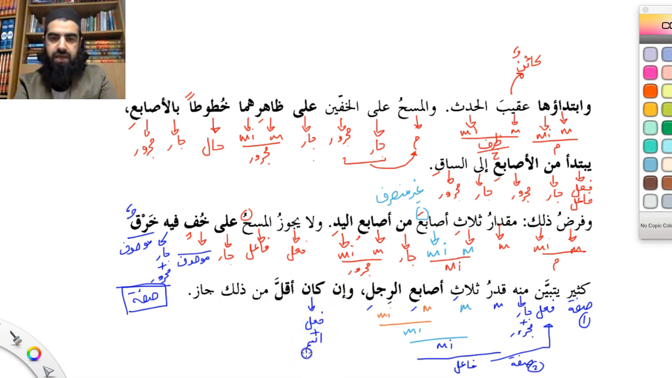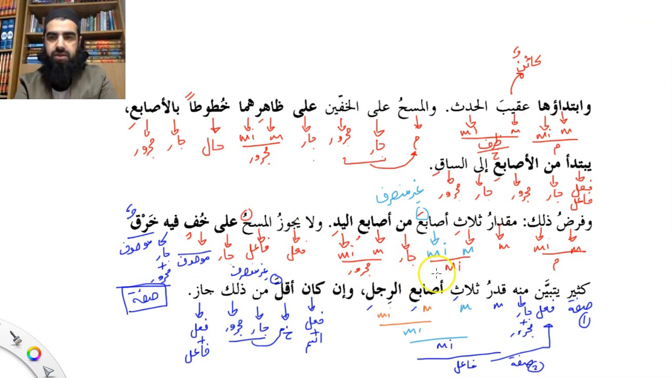Anyway, wa in is shart, kana is fi'l plus ism, fi'l naqis. Aqal is again ghair munsarif, right? Because it's got sifa, wasf, and it's got wazn af'al. Min is jar, and dhalika is majrur, jar majrur muta'alliq to aqal, and jaza is the fi'l plus the fa'il, and that's the jaza of the shart. So in kana aqal min dhalika is shart, and jaza is the jaza. Okay, so that's basically the tarkib i'rab of that.